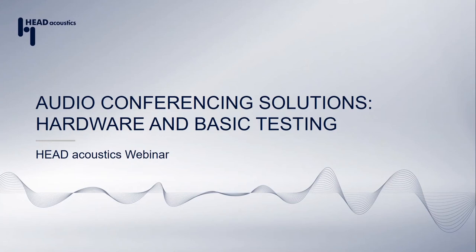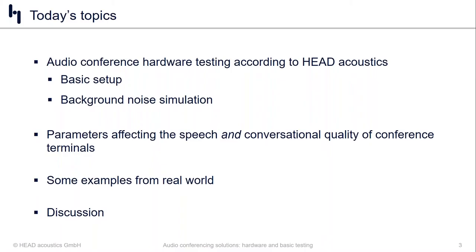Specifically, we'll focus a little bit on the hardware as well as some basic testing. Part of what we would like to share with you today is, of course, going through the schematics and the block diagram overview of the hardware that we're using to do the testing. That includes the background noise simulation software. And then we will be talking about some of the key parameters that affect speech and conversational quality of conferencing terminals. And to help us illustrate that point, we would like to draw on some real devices and put them through the ringer and share some results from those devices. And as mentioned, at the end of the day, we'll have a little bit of time for discussion and Q&A.